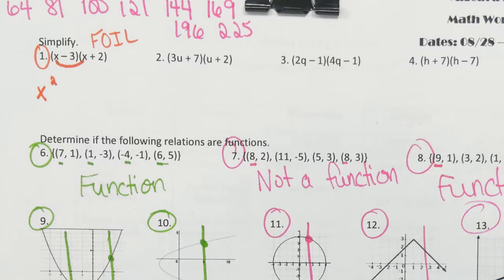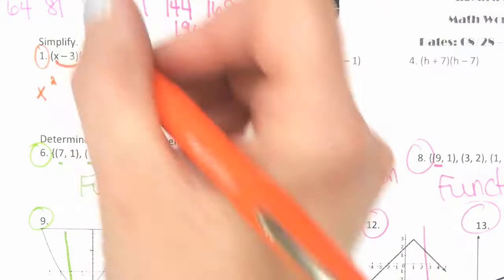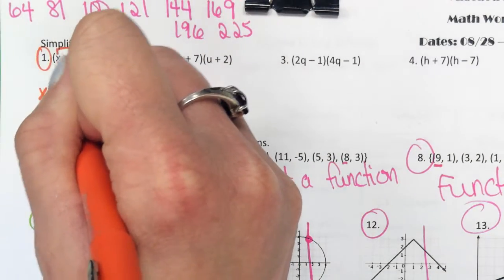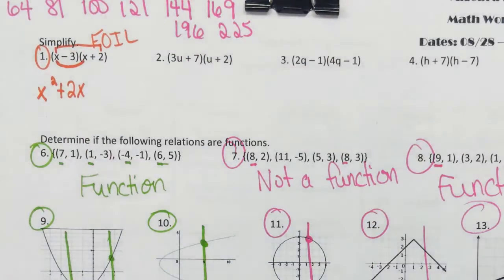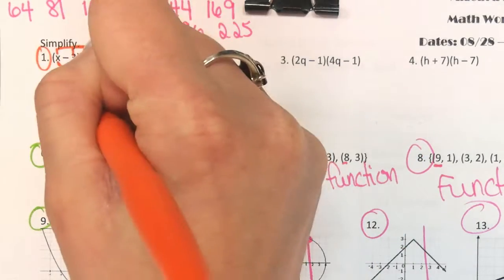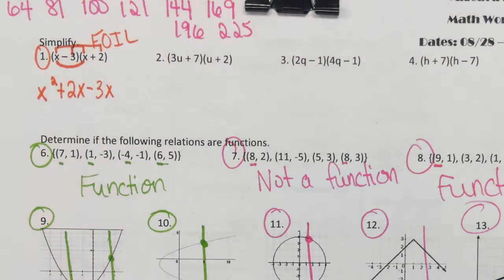The O stands for outer, right? What are the very far ends? X and 2. Multiply them and you get 2x. What kind of 2x? Positive or negative? There you go. I stands for inner, the two that are right next to each other on the inside. Negative 3x. Very good. Negative 3 times x is negative 3x.